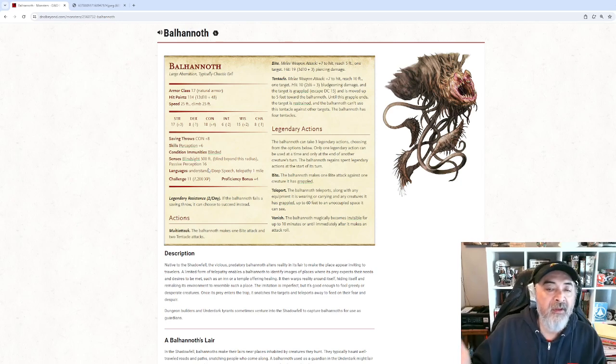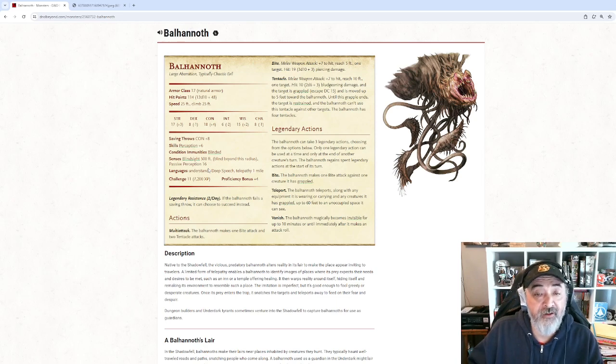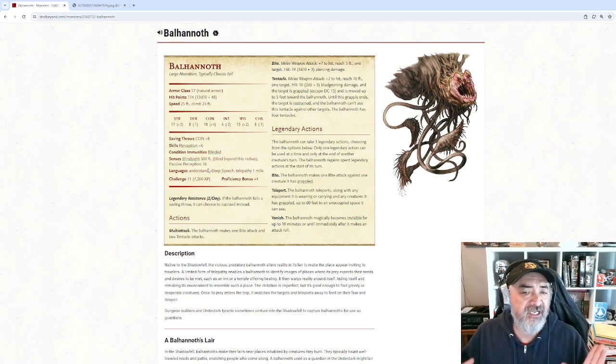This is a fun one. It teleports along with any equipment it's wearing or creatures it's carrying, including creatures it has grappled, up to 60 feet away to an unoccupied space that it can see. And then it can become invisible for up to 10 minutes or until after it makes an attack roll. So if you've missed a couple of attacks, you can use a legendary action to make him vanish, become invisible.